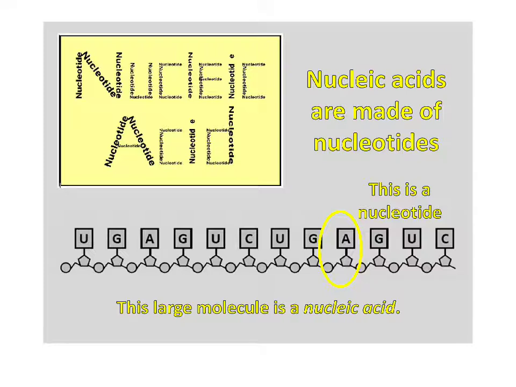Moving on to nucleic acids. Nucleic acids are made of nucleotides. Look at your notes. What are nucleic acids made from? They are made from nucleotides. This large molecule here is a nucleic acid. Each small piece of this molecule, each monomer, is called a nucleotide.